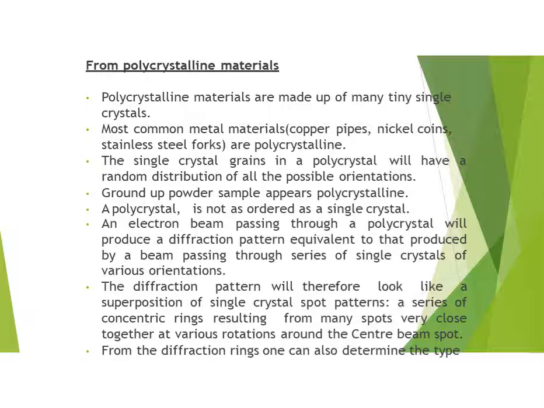An electron beam passing through a polycrystal will produce a diffraction pattern equivalent to that produced by a beam passing through a series of single crystals of various orientations. The diffraction pattern will therefore look like a superposition of single crystal spot patterns. A series of concentric rings results from many spots very close together at various rotations around the center beam spot. From the diffraction rings, one can also determine the type of the polycrystalline material.